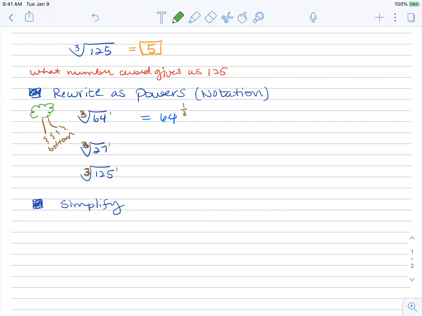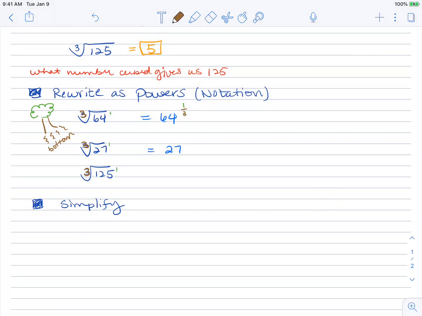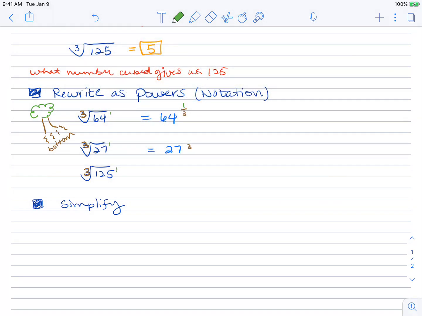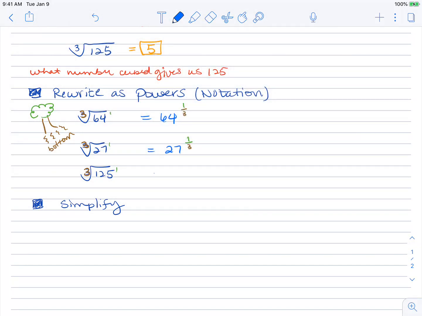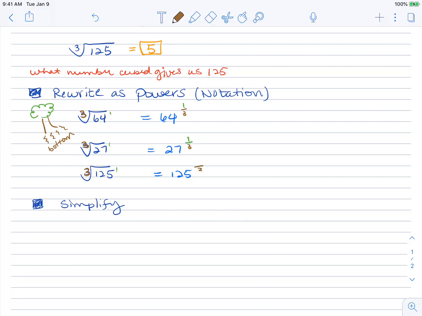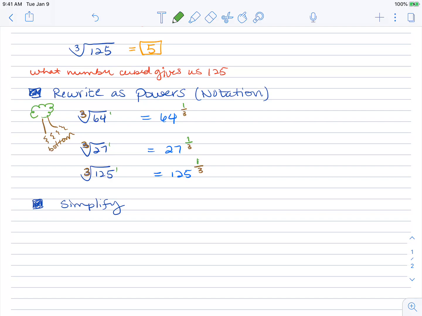The next one, I have 27, and my root is 3, so it's going to be in the bottom, and my power is 1, in the numerator. And the next one, I have 125, and again roots are going to be in the denominator, that's my root, and my power is going to be in my numerator. So this is how I would write this in notation.